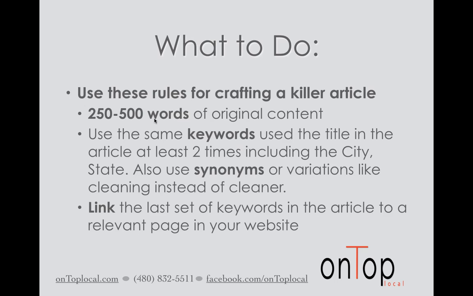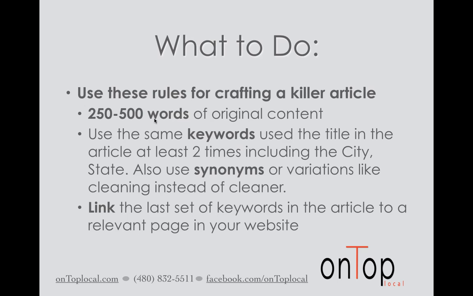So now what to do when you get into the body of your article. Here are some rules to follow. You want to make sure that each article is between 250 and 500 words of original content. Again, please don't copy and paste from anywhere online. Now you want to use those same keywords that we were just talking about, those same keywords that you used in the title, at least 2 to 3 more times throughout the body of your article, including the city and state.